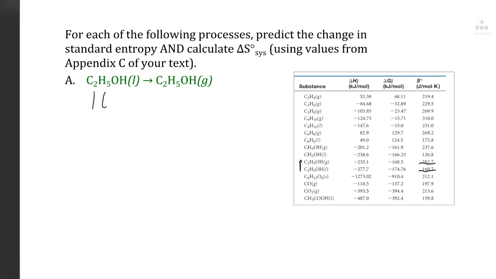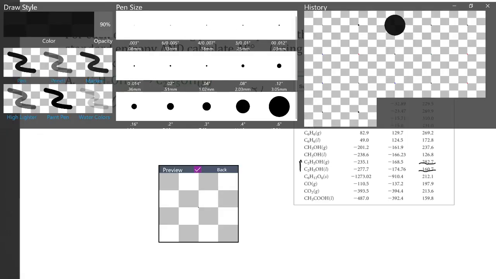So 160.7, and if you check your units, that's joules per mole Kelvin. Then for gaseous ethanol, we have 282.7 joules per mole Kelvin. And that should make sense since we're going from a liquid to a gas, we're increasing entropy.